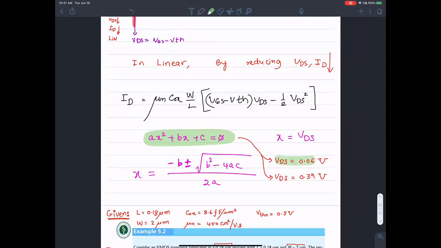0.06 seems to be correct. You're right. And why is that the case? Because if we choose 0.39, that's going to be in saturation.